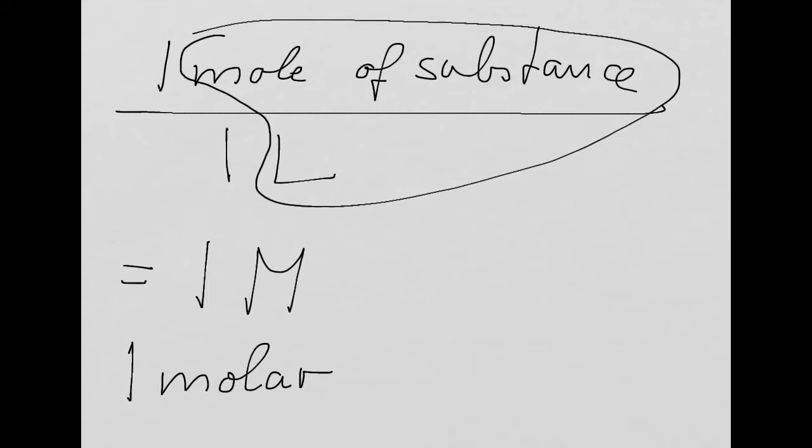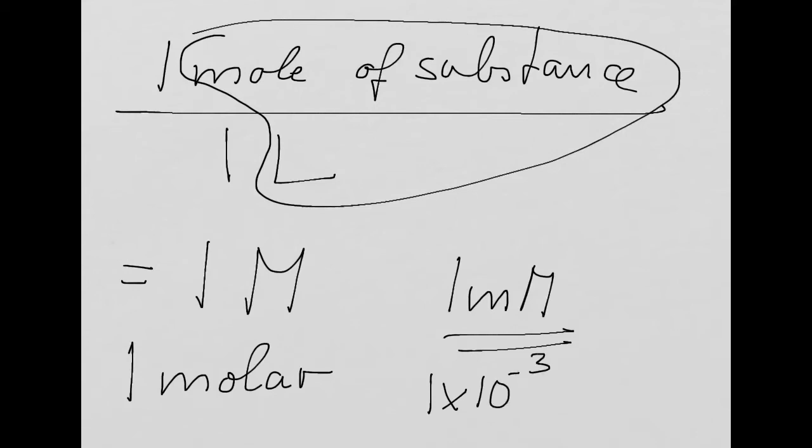Of course, sometimes we don't have a whole liter. Sometimes we have smaller units, milliliter or so. But it's still the same concept. 1 molar, 1 mole per liter. I can have smaller units. I can have 1 millimolar. Very common unit in biosciences. It just means 1 times 10 to the minus 3 mole per liter. That's a millimolar. Or a micromolar. Or something like that. Yeah?